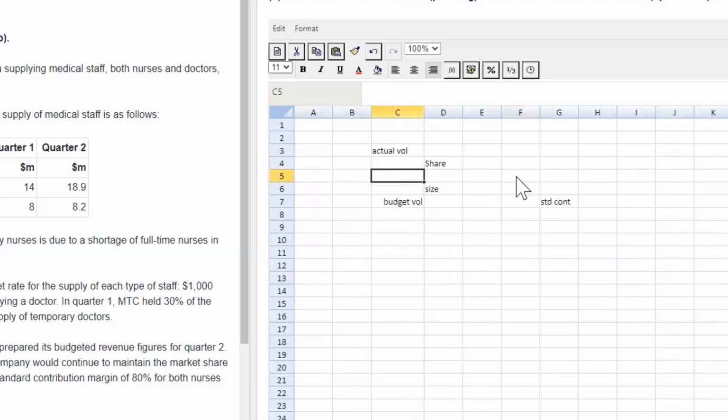And so in the middle, you need to find the revised volume to be able to do that. And so we then do the difference between the actual and the revised volume, which is your share, and the difference between the revised volume and your budgeted volume, which is your size. And we times them by the standard contribution. Okay, so that's what we're doing.